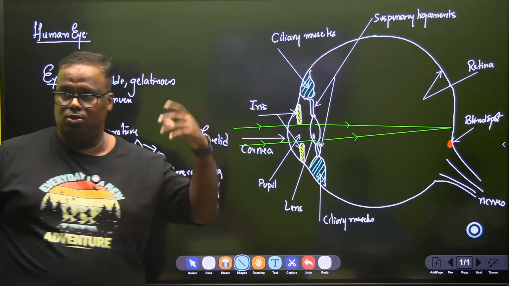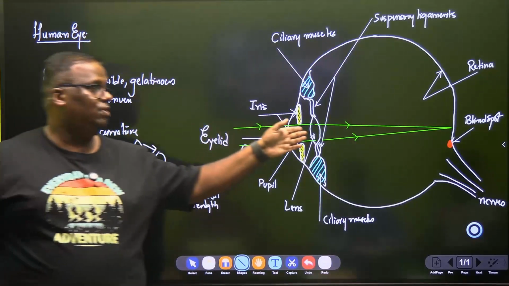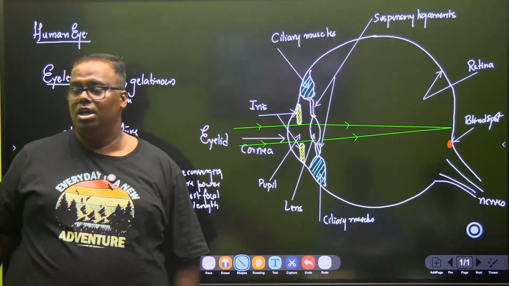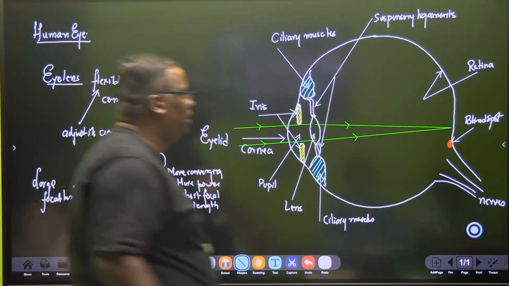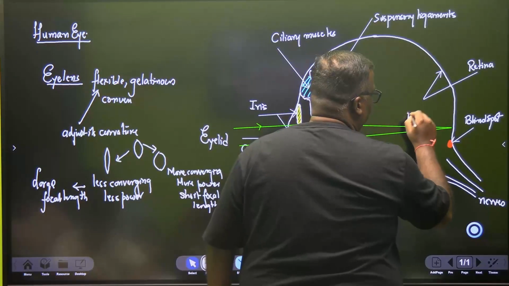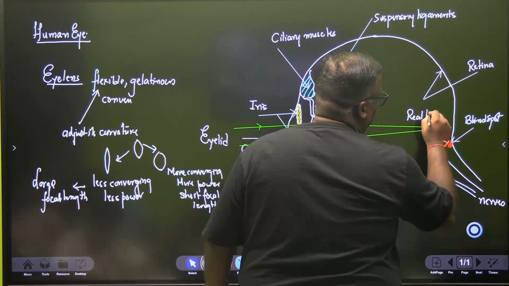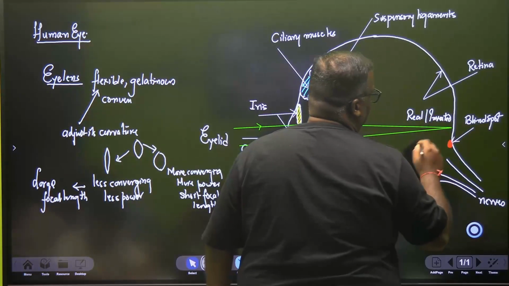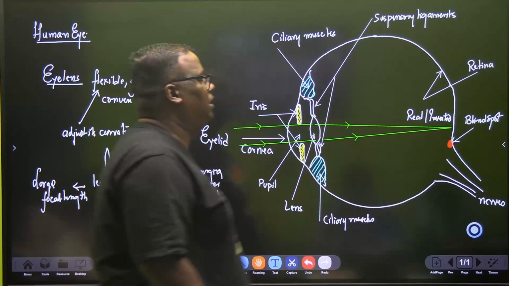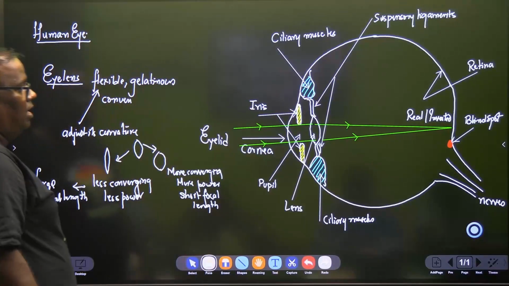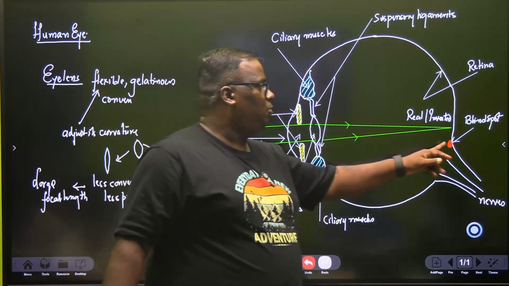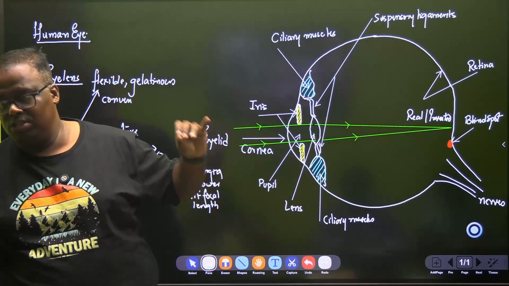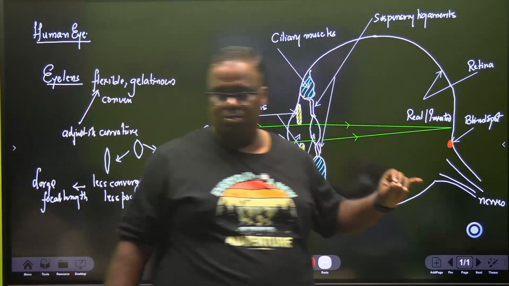So note down a lot of things. This is a convex lens. The image formed will be real, and the image formed will be inverted. This inverted image is corrected by the brain. We also have a blind spot in the eye where no image formation takes place. The blind spot is the spot where no image formation takes place.